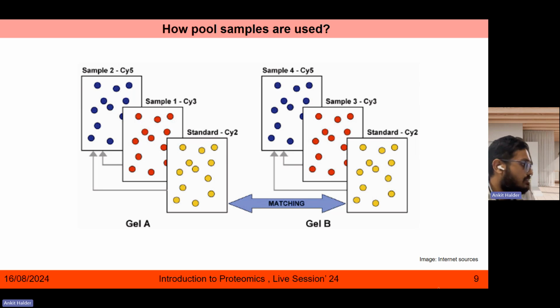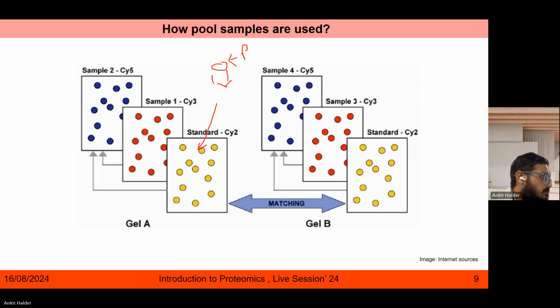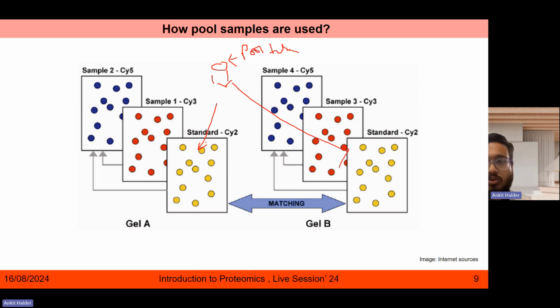So sample 1 Cy3, sample 2 Cy5, standard Cy2, and the gel. Since it is the pool sample, as I just mentioned to you all, we are getting the exact same sample. This is from the same pool tube, and this is also coming from the same pool tube. So each spot should come at the same place.